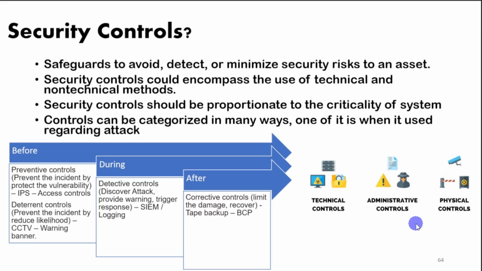We may also find another type of control, which is physical control, and physical control can be something like a fence, or locks, and so on. So generally we have these two kinds of categorization: one based on when we are going to use the control, and the other by type: technical, administrative, and physical. In before-attack controls, we mainly use preventive controls; during the attack, we mainly use detective controls; and after the attack, we mainly use corrective controls.